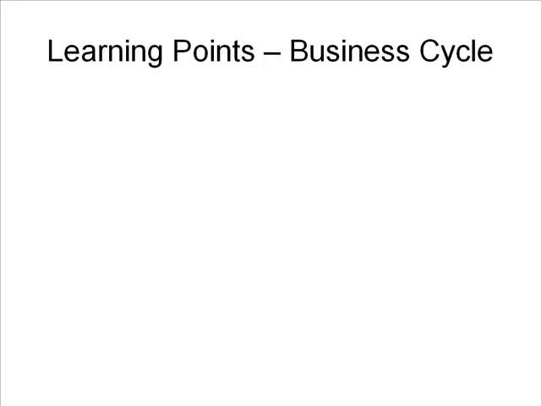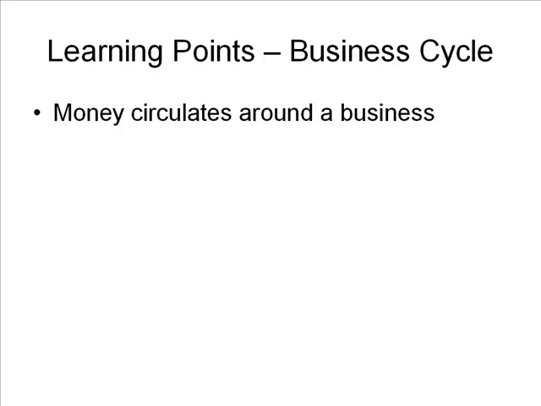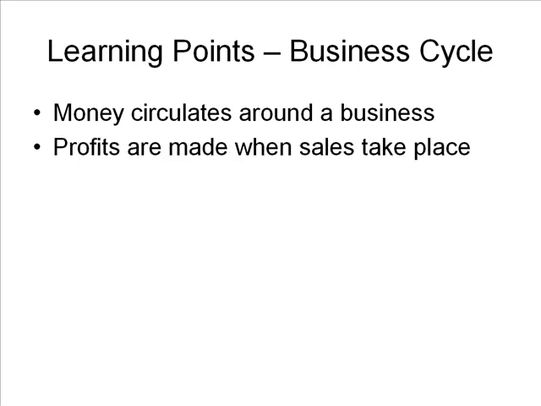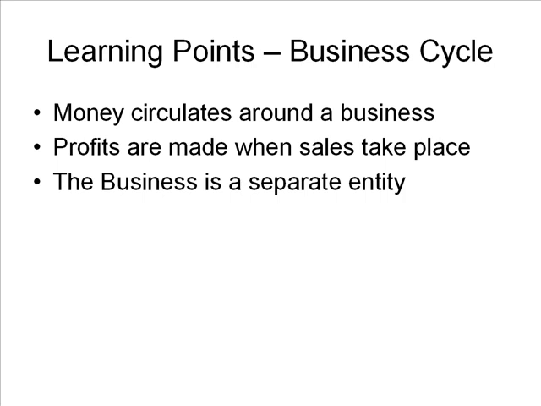So let's have a look at the main learning points of the business cycle. Money circulates around the business. Profits are made when the sales take place. That's the point when we get our money back and a little bit more beside. The business is a separate entity. We expect the finances of the business to be separate from the finances of the individuals who take part.